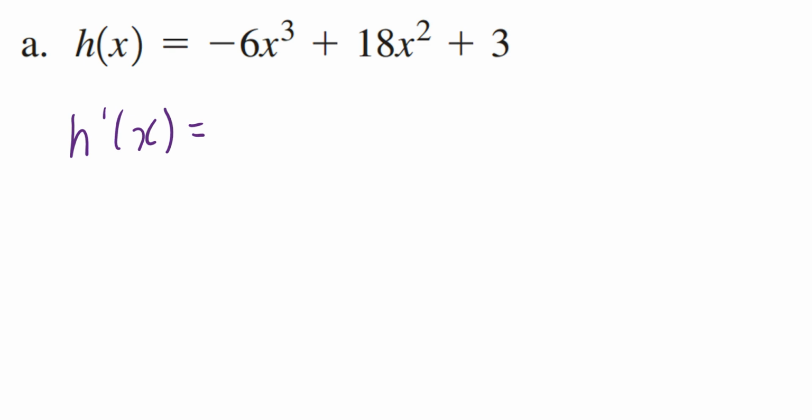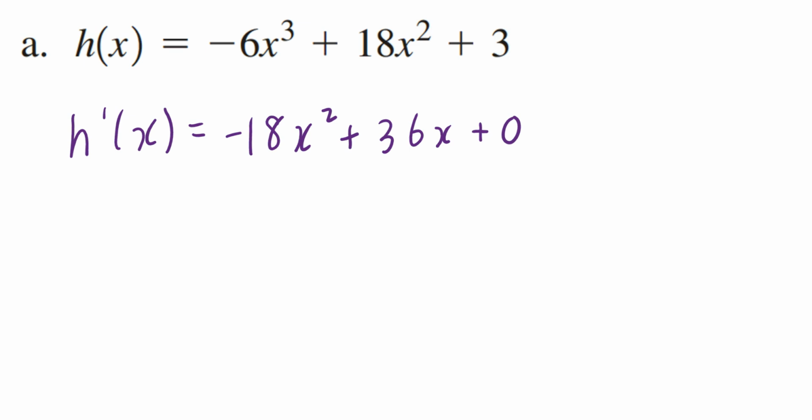Step number 1, find the critical point by finding the first derivative. When you apply the power rule and you take the derivative of negative 6x cubed, that's going to be negative 18x squared, plus when you take the derivative of 18x squared, that's going to be 36x, and when you take the derivative of a constant, that's going to be 0.